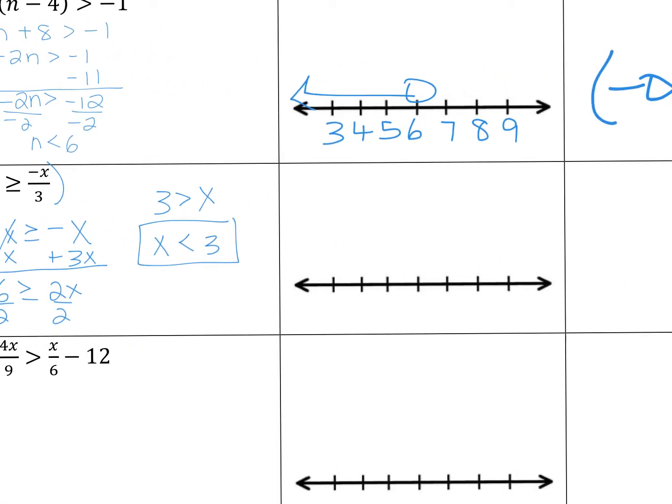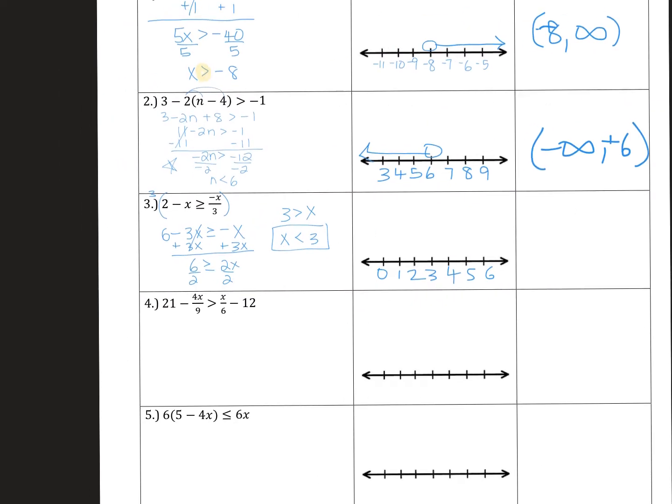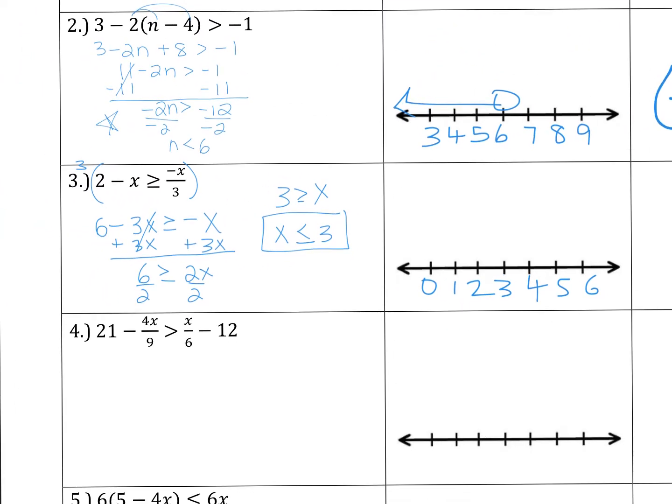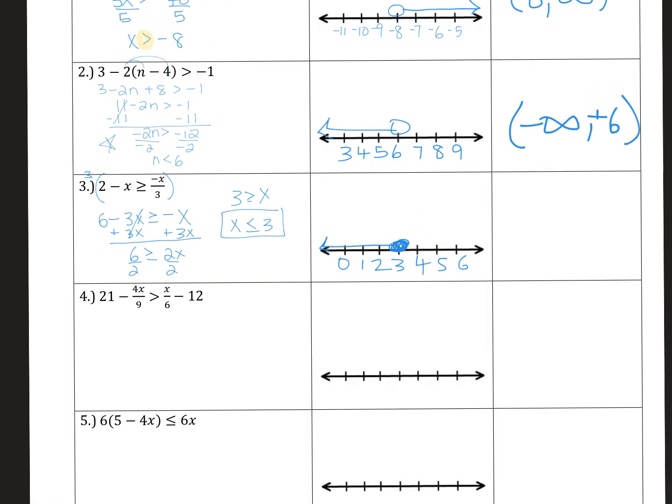Okay, so I'm going to put 3 in the middle, 4, 5, 6. I'm just counting. Okay, so 3, I'm supposed to have a closed circle here. Sorry about that. So 3 is a closed circle, and it points to the left where numbers are less than. So when I do my interval notation, my numbers go as low as negative infinity, but I can actually include the 3 this time. So the 3 gets a square bracket. Okay, we've got 2 more.